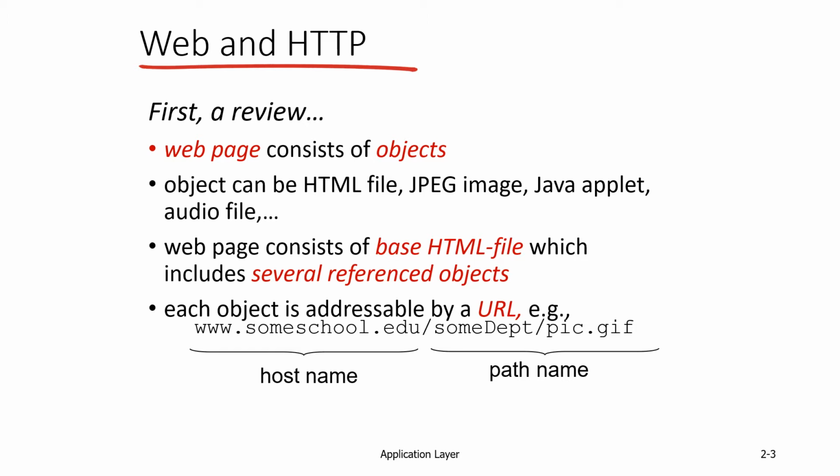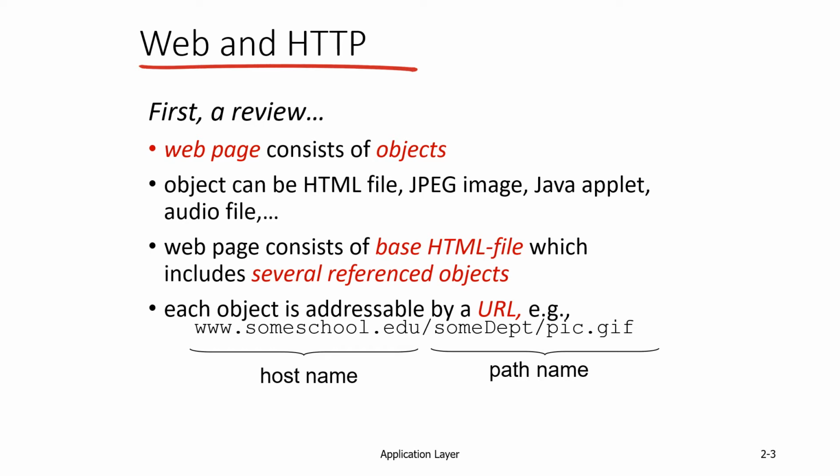But each of these objects, whether a picture, a video stream or an audio file, can also be directly addressed. So you have the option of viewing only that particular item rather than the entire web page. How does that work? In order to do that, you need the complete path name. The host name is the name of the website, and the path name is the actual path where that file is located within the directory structure, so some department forward slash pic.gif. This GIF image is included in the some department subdirectory of the main domain or host name.